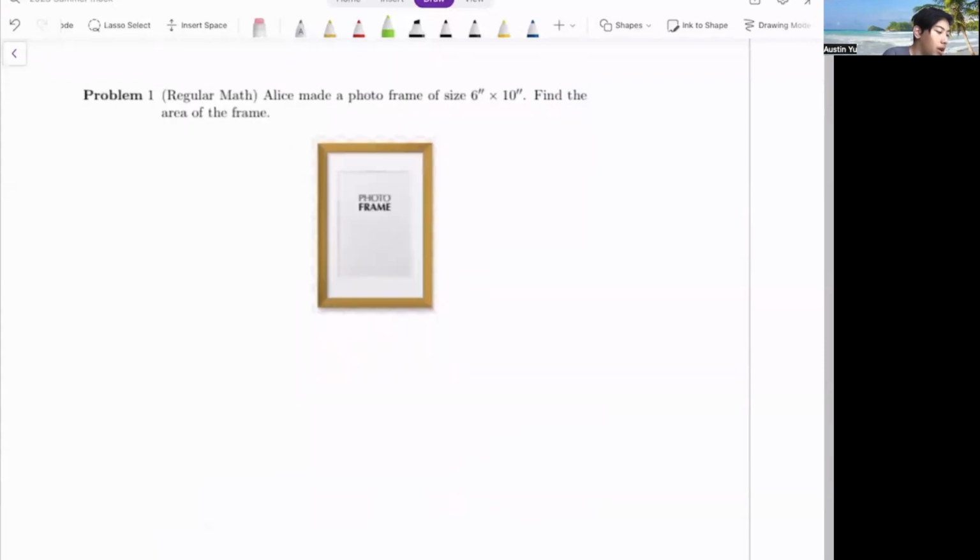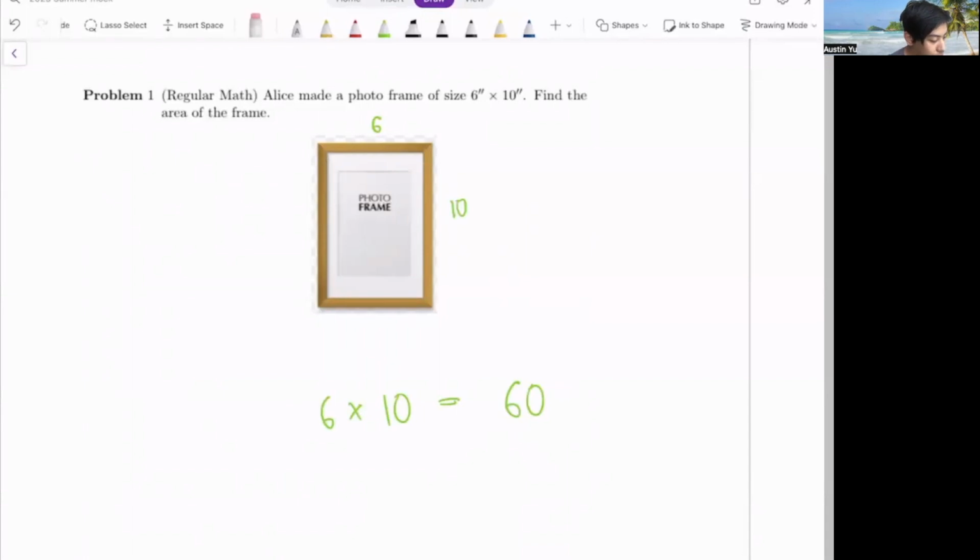Let's move on to problem 1, knowing that information. Alice made a photo frame of size 6 inches by 10 inches. Find the area of the frame. So the area of the frame would just be 6 by 10. So 6 times 10 would be the formula for solving this. That is just 60 inches squared. So let me write this using words: 60 inches squared. Okay, and that is problem 1.